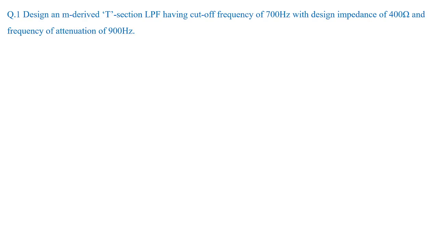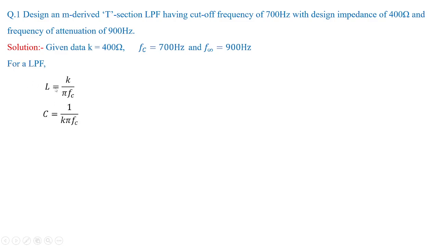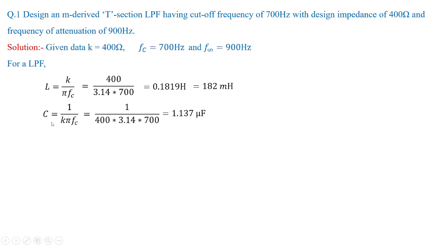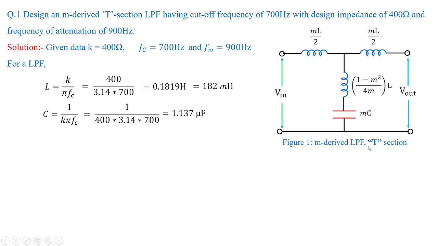So we'll go with the first problem. We have to design an m-derived T section low pass filter having cutoff frequency as 700 Hz with design impedance of 400 ohms, and the frequency of attenuation is 900 Hz. So you take the data as it is, that is K, Fc and F infinity. And for the low pass filter, remember the formula of L and C. We are going to replace the formulas with the actual values given in the data. So we are going to get the value of L and C, which is 182 millihenries, and C value is 1.137 microfarads.